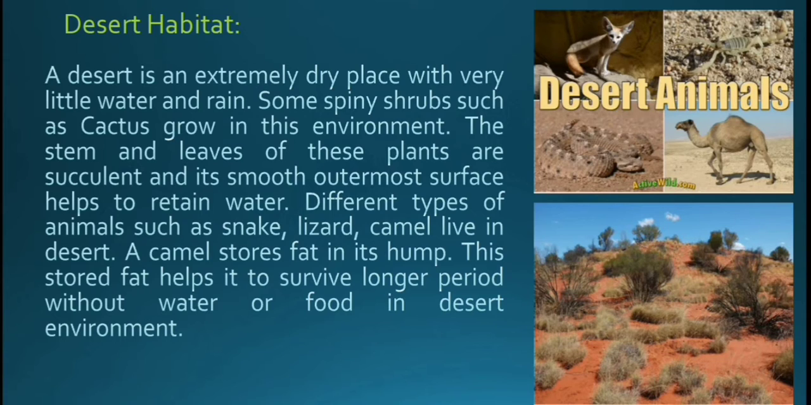Different types of animals such as snake, lizard and camel live in the desert. So students, what are the animals that live in the desert? Camel, snake, lizard, etc. In the picture we see the desert habitat, an extremely dry place, and the animals are snake, camel, scorpion, these types of animals.